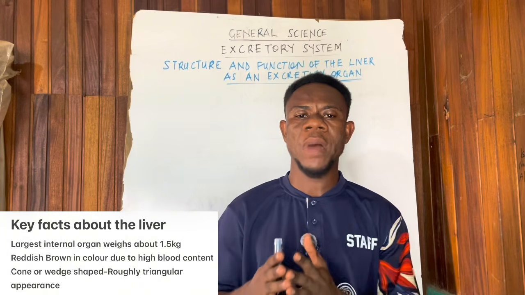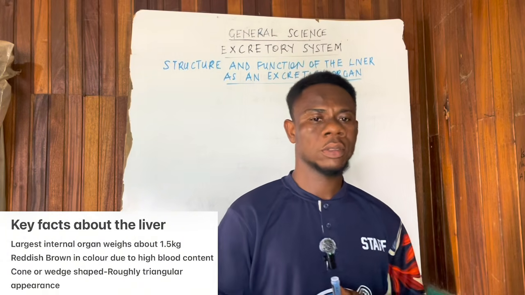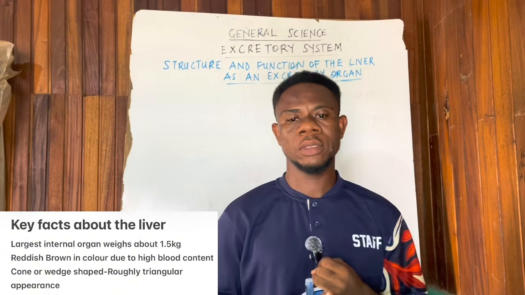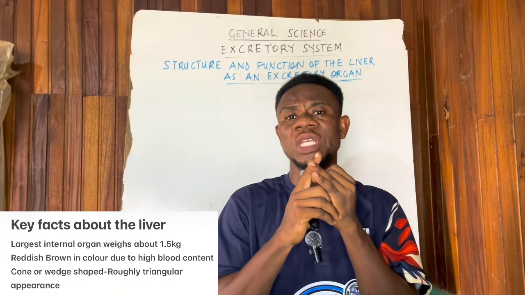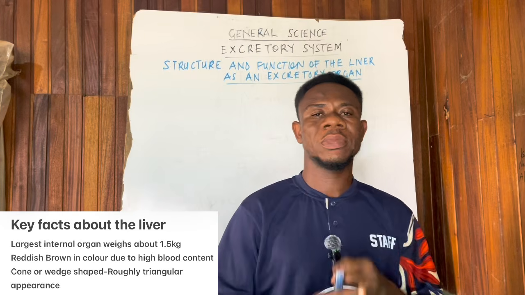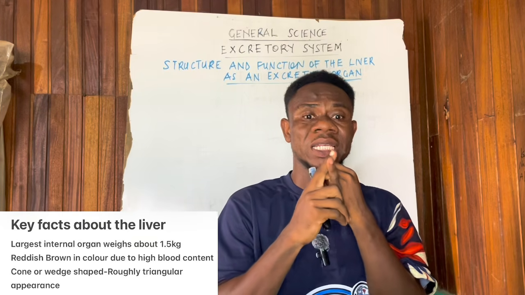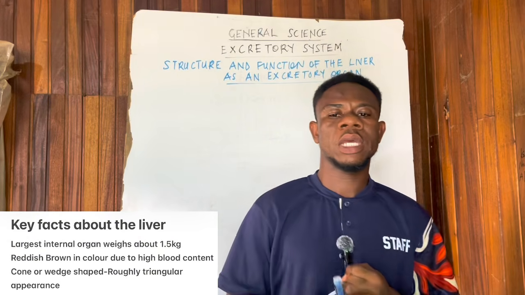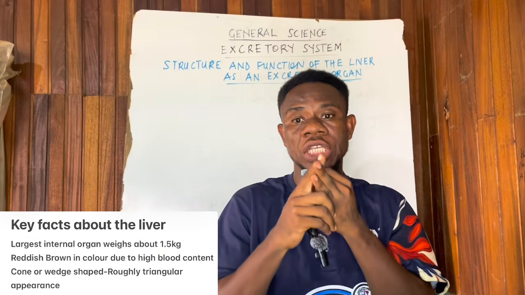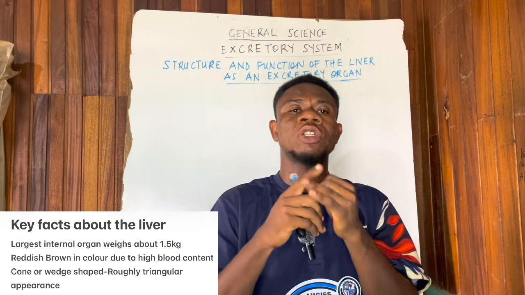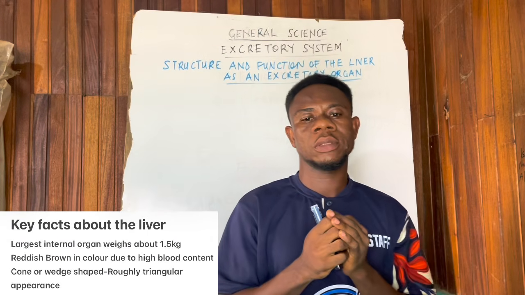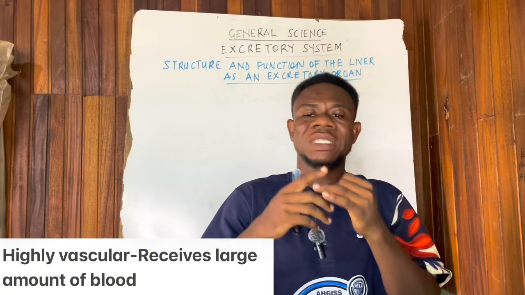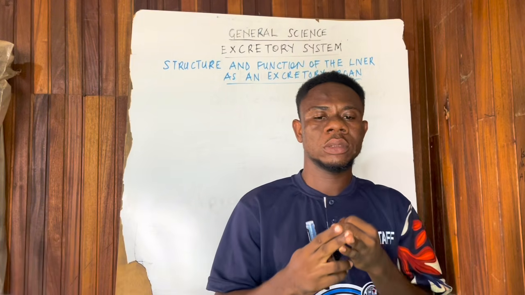Key facts about the liver. Now, we said it is the largest internal organ. It weighs about 1.5 kilograms. It is reddish brown in color due to high blood content. It is cone or wedge shaped, with a roughly triangular appearance. It is highly vascular, that is, it receives a large amount of blood.